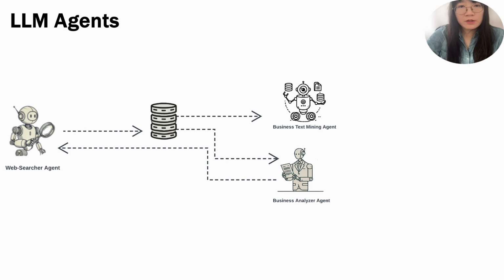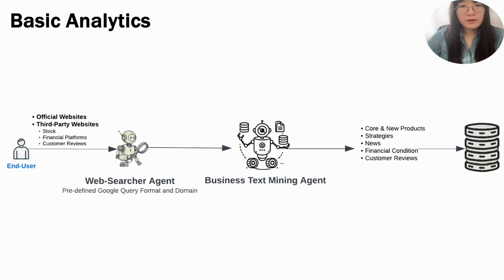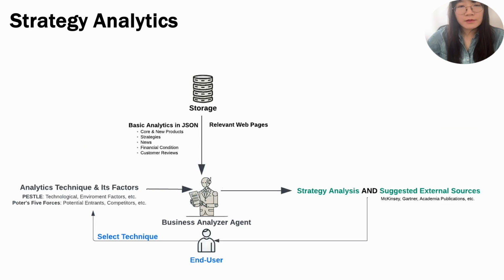If more resources are identified by the business analyzer, it can request further content from the web searcher to support deeper analysis. For basic analytics, the end user can choose what data to collect and analyze: the company's official website for details, or third-party sites for stock, financial, and customer reviews. The web searcher agent gathers relevant data and sends it back to the business analytics management agent, which retrieves key business insights. These insights are then stored for further analysis.